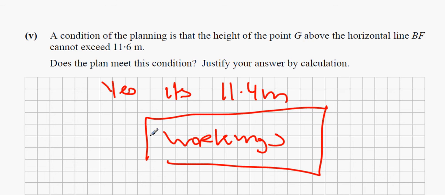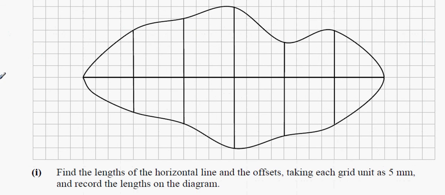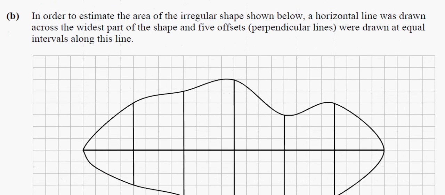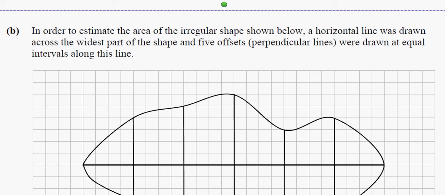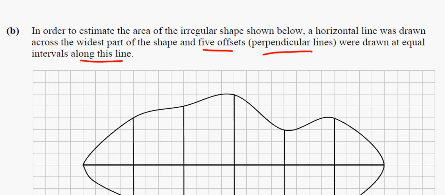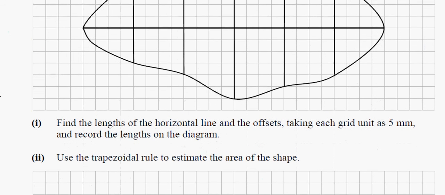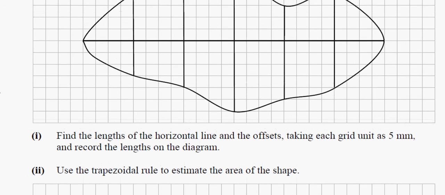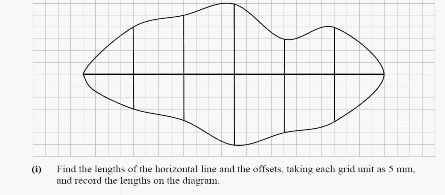Alright guys, now we have one little part left, which is the trapezoidal rule. Okay, so in order to estimate the area of this irregular shape, a horizontal line is drawn across the widest part of the shape, and 5 offset perpendicular lines were drawn at equal intervals along this line, as shown. Find the length of the horizontal lines and the offsets taking each grid unit as 5 millimeters. Okay, so here to here and all the way down.